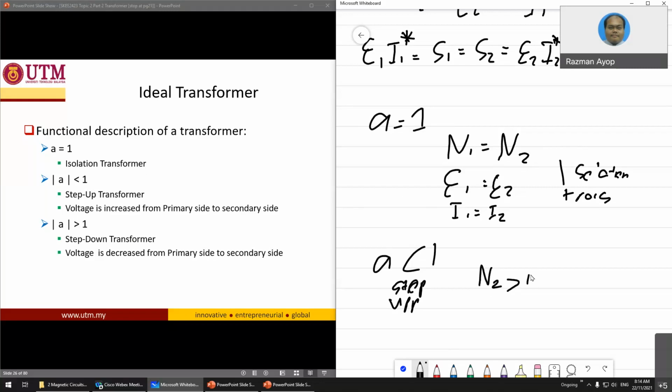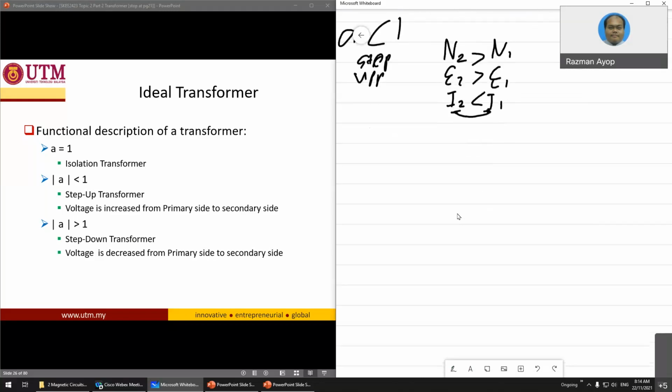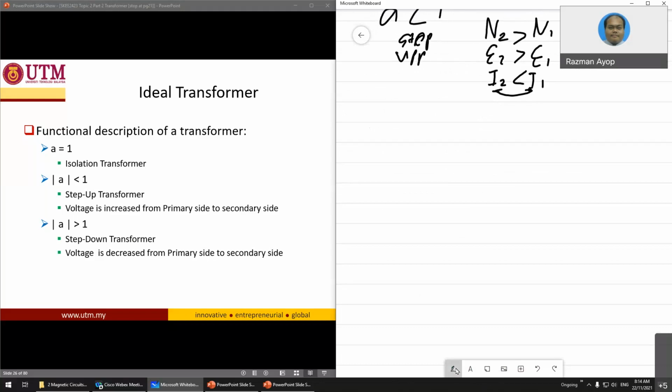A less than 1 being a step up transformer means that N2 is larger than N1, E2 is larger than E1, and I2 is smaller than I1. Make sure you know this one is flipped. I always flip. So if A is more than 1, it means that it's a step down transformer.